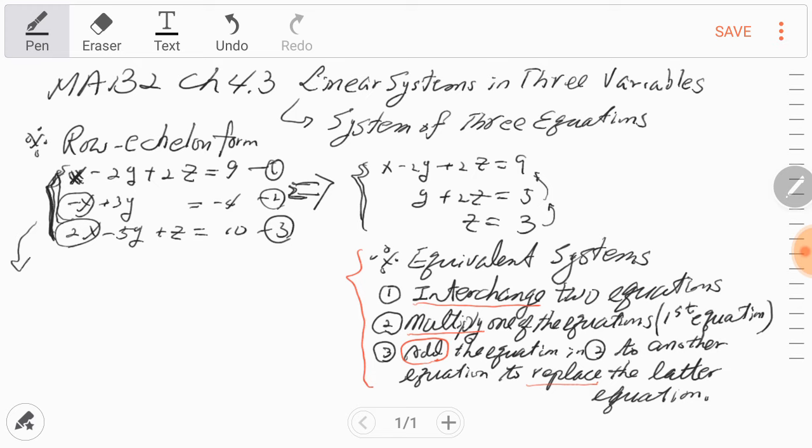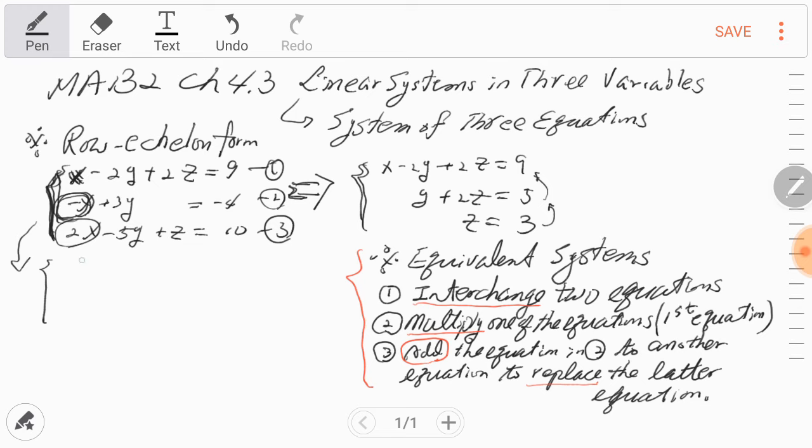Number 2, we can multiply the first equation by some number to get rid of the x term in the second and the third. So we can multiply the first equation, and then add the first equation to the second equation so that we can eliminate this x term. Let's see what happens here.